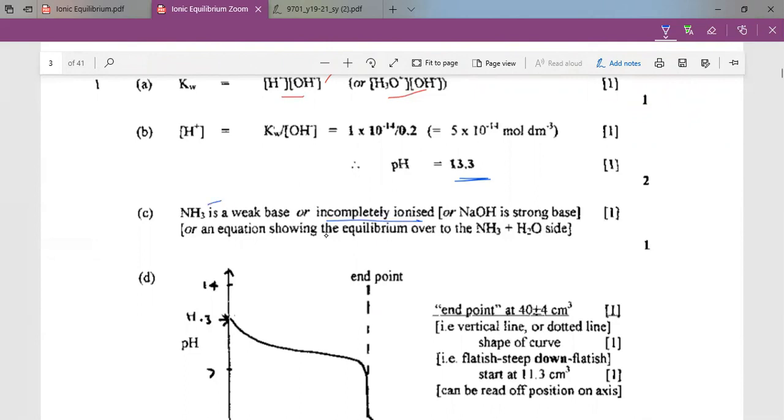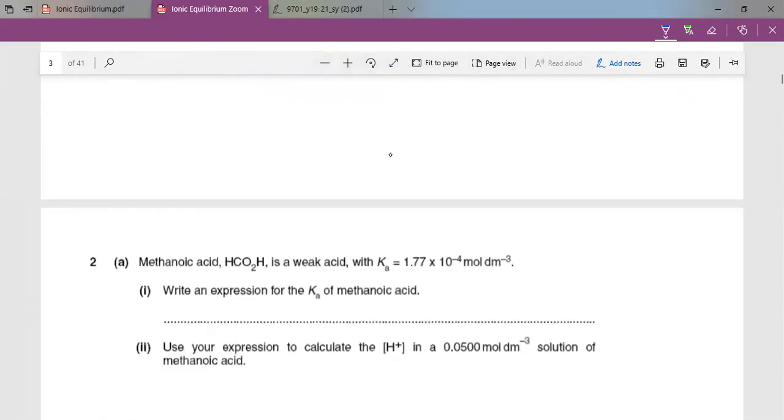Remember, ionized partially, easier word. Ionized completely, partially. That's what I call strong base, ionized completely. Use the word ionized, don't care. Okay, right? The answer all here.